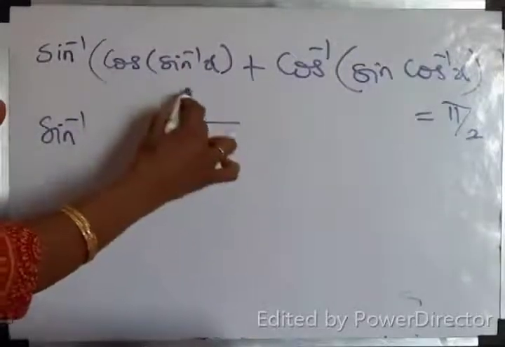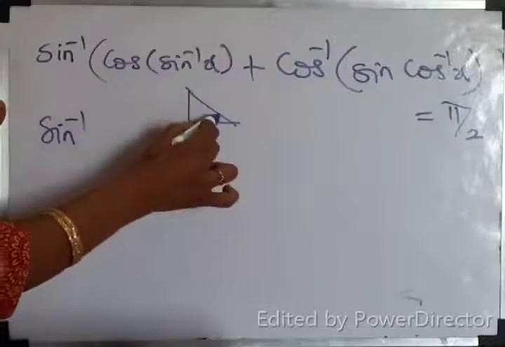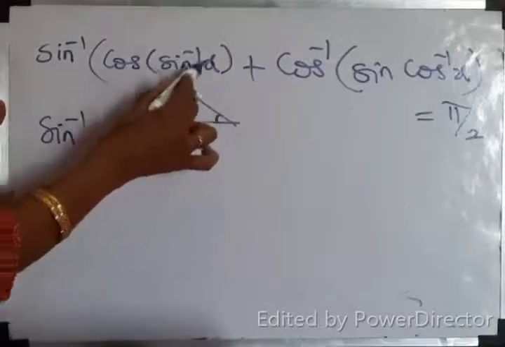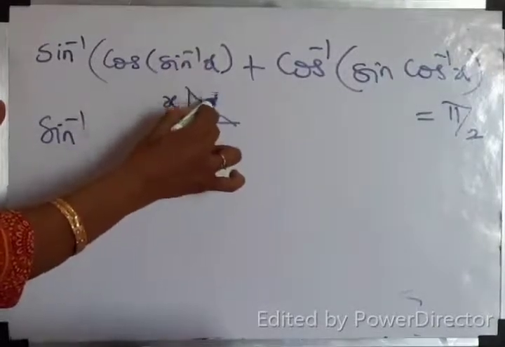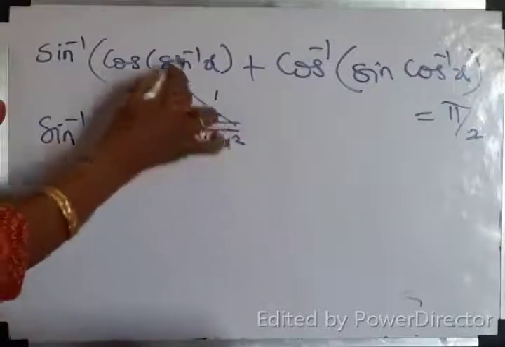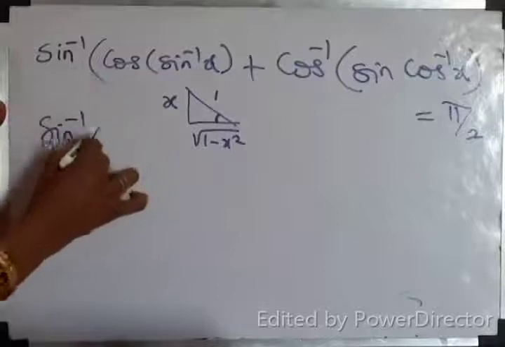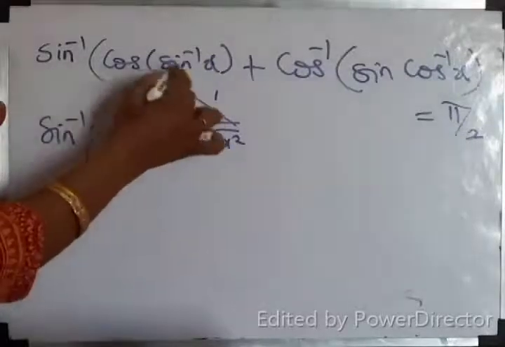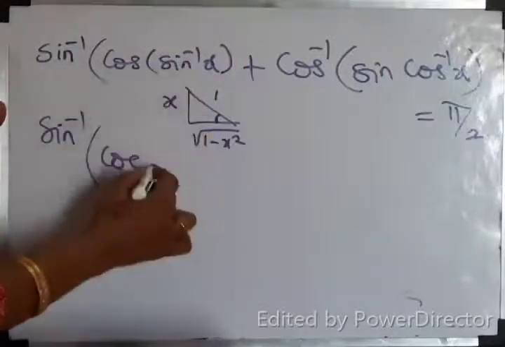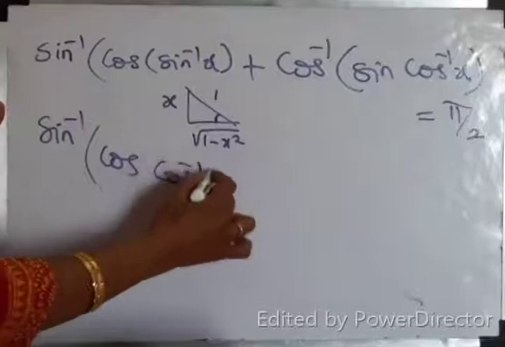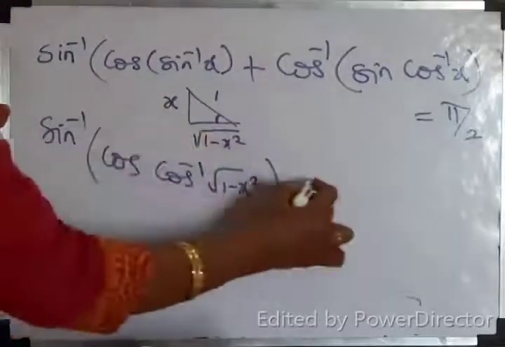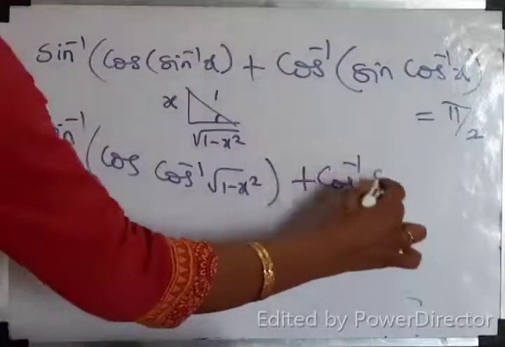So use triangle method. X, this is an angle. You can fix the angle. This is opposite side. This is adjacent side. This is hypotenuse side. So opposite side x, hypotenuse is 1. So therefore the adjacent side is root of 1 minus x square. Okay. Now I am writing this. How will you write sin inverse x? Instead of sin inverse x, I can use cos inverse adjacent side by hypotenuse 1. Correct?